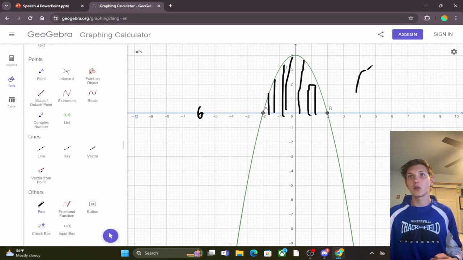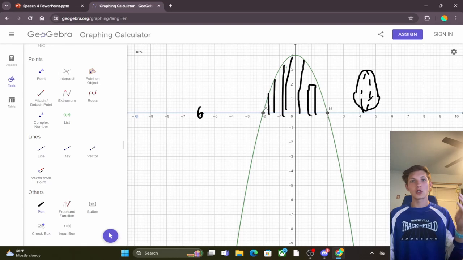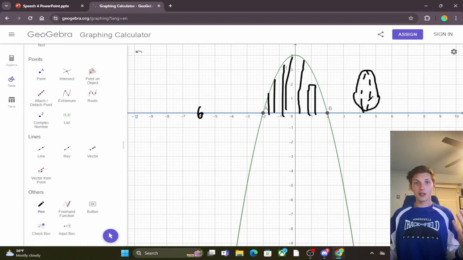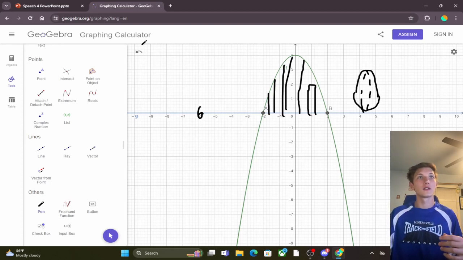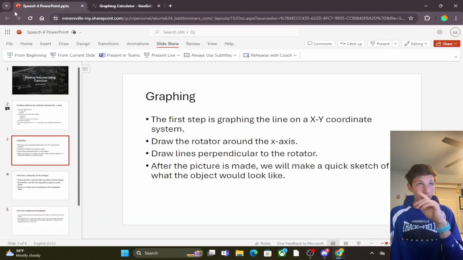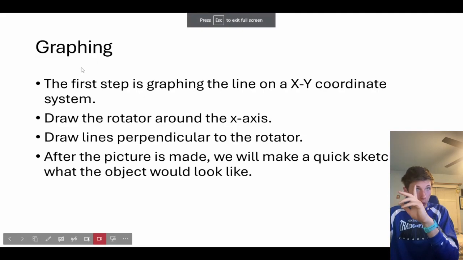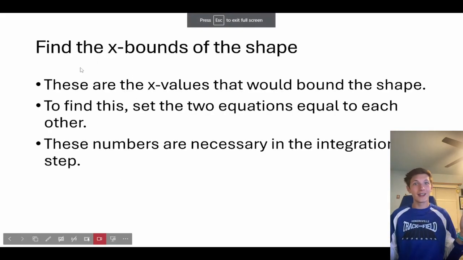And now we're going to quickly draw our shape. It's kind of like an M&M shape almost, or like two contacts squished together. If you guys have any other ideas of what this could be, please let me know. So the next step is going to be integration. Actually, I lied. We need to actually find the bounds first.